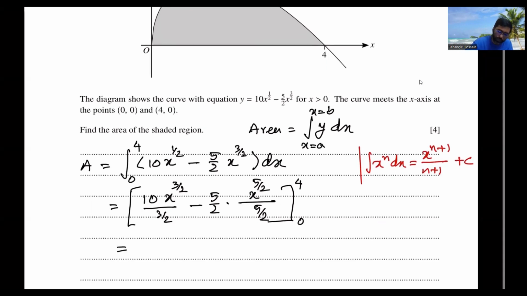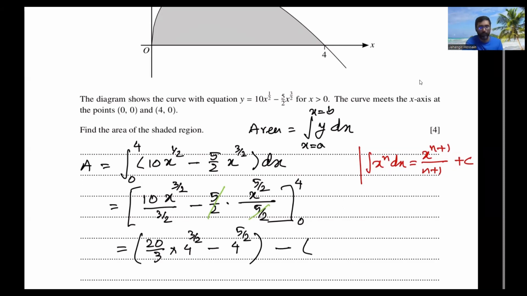Now, to simplify, this is 20 by 3 into 4 to the power 3 by 2 minus 5 by 2, here 5 by 2 divided by 5 by 2 cancels out. So we have only x to the power 5 by 2, that is minus 4 to the power 5 by 2. We have substituted the upper limit, now substitute the lower limit. Since the lower limit is 0 and there are only x terms, no constant, no other expression, so it will be 0.